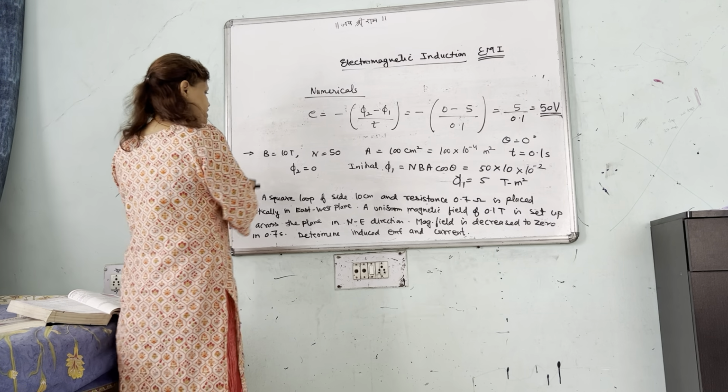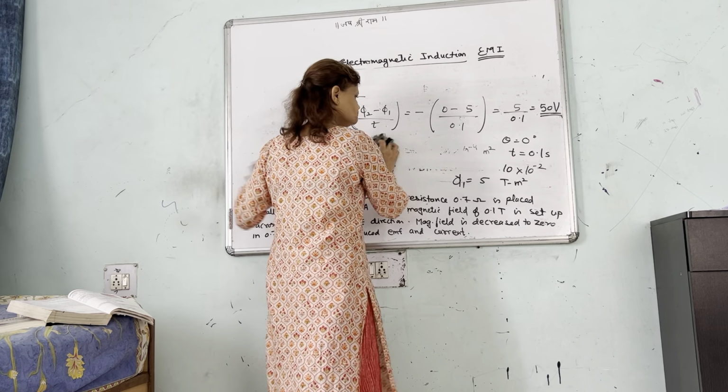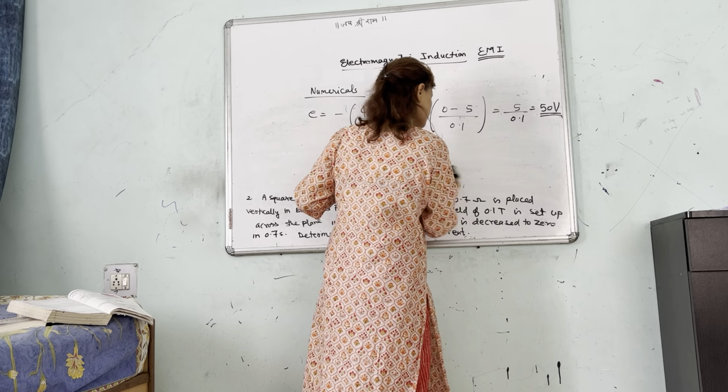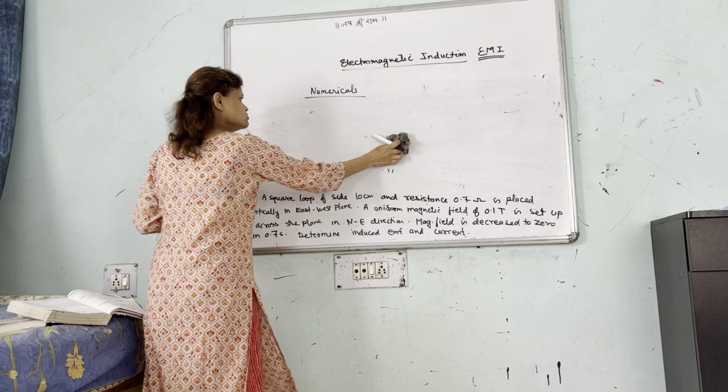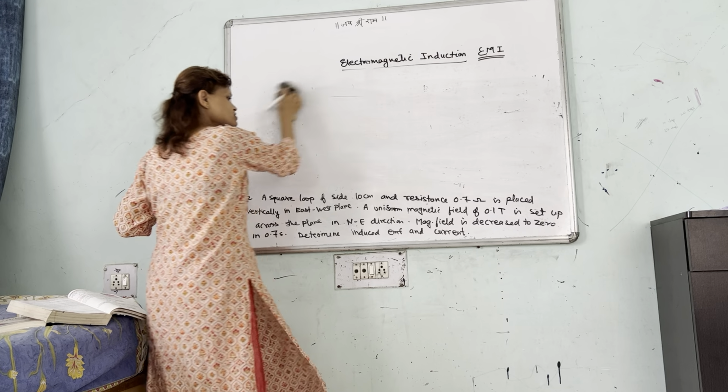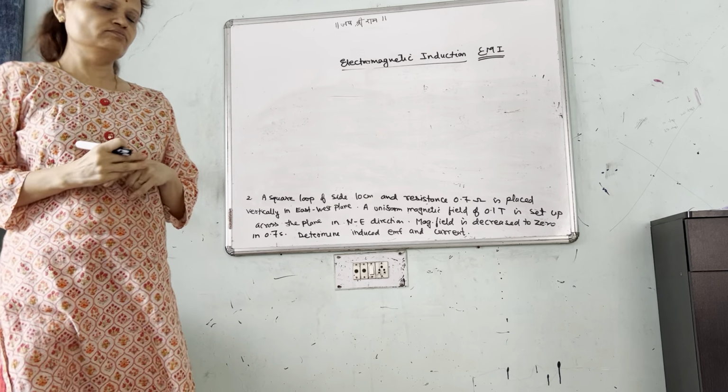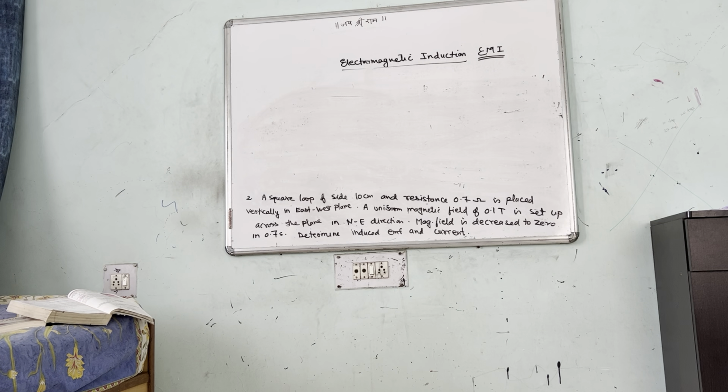Okay, now I'll go to the next numerical. Yes, you have to take down this numerical. A square loop of side. The side is given, so area we'll have to find it. It's a square loop. If it is circular, accordingly you'll use the formula for area. Resistance is given because current is asked.